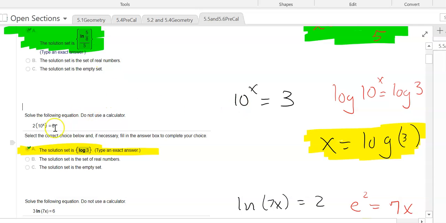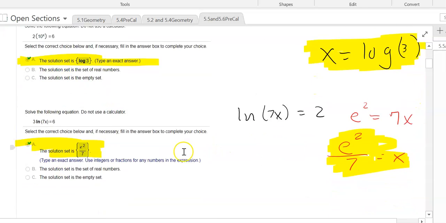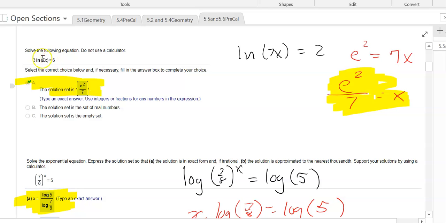Next problem here, same thing here. We need to divide by this 2. That's how we get 3. And then we can just rewrite this as a logarithmic function. And that allows us to solve when we get x is equal to log 3. Here we need to divide by 3 first. That's how we get this 2. And then since this is log base e, or natural log, we can just rewrite it as an exponential and then solve for x.